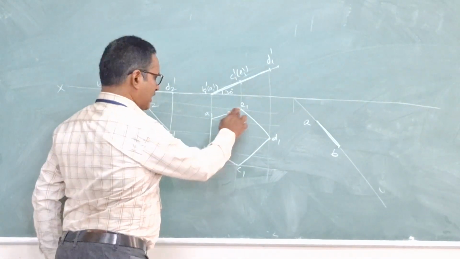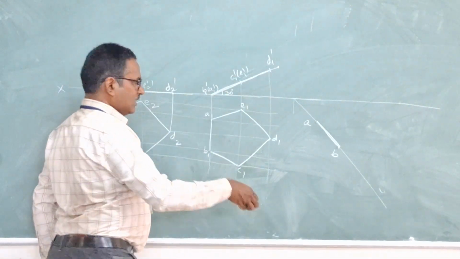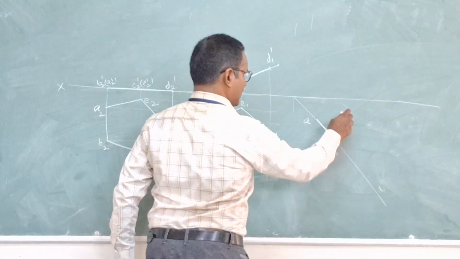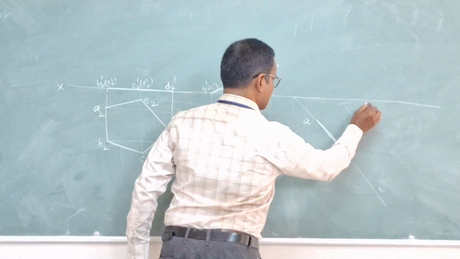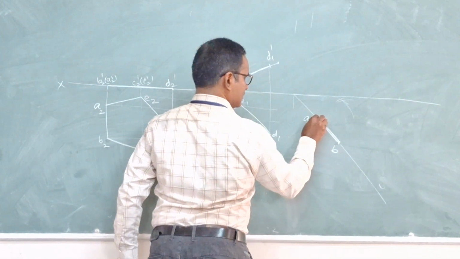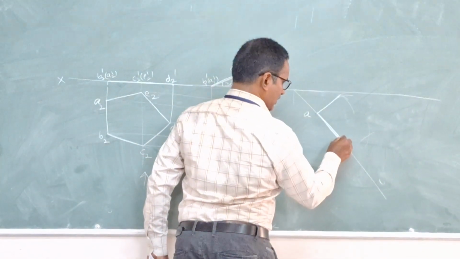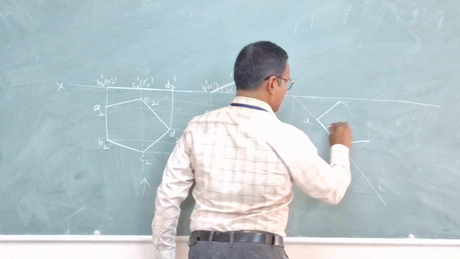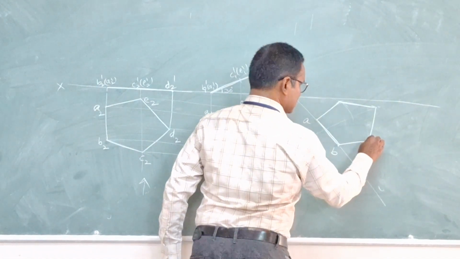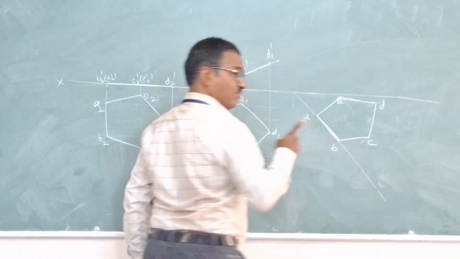How to transfer the remaining points? Take A1 and E1 as radius, draw an arc. Take B1 and E1 as radius. Now we intersect the arc, so this is what you are going to get. And the same way, here also you need to draw. Now, the remaining part, can you complete the remaining part? This is the pentagon. So now this is A, B, C, D, E. This is the final top view.